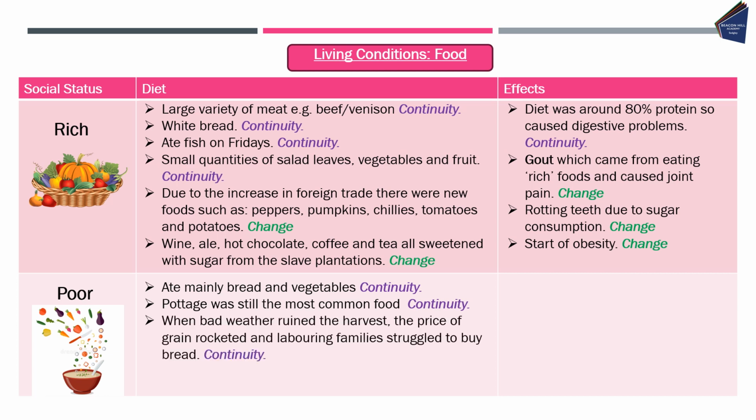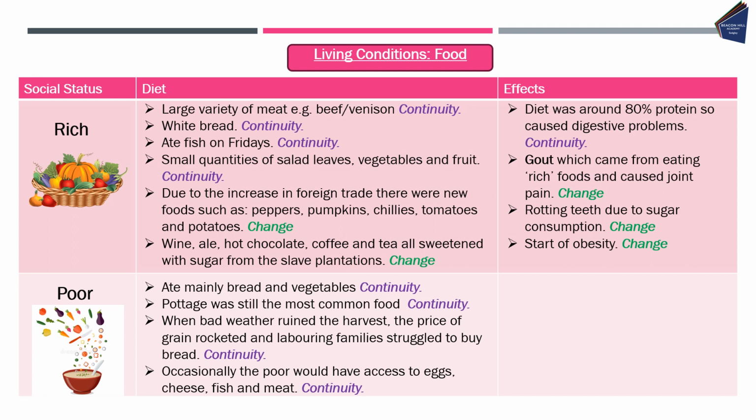And when bad weather ruined the harvest, the price of grain rocketed and labouring families struggled to buy bread. All of this is continuity. It's going to cause huge stress on the poor population in early modern Britain. Finally, we've got the poor would have access to eggs, cheese, fish and meat very occasionally. Again, the same as medieval.